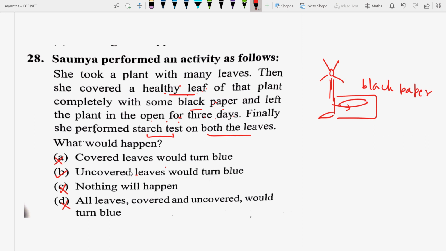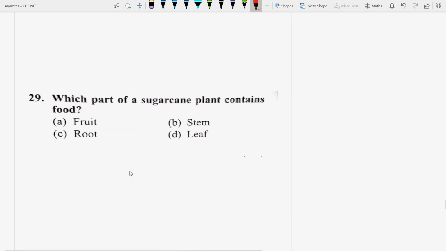Next is, which part of a sugarcane plant contains food? Fruit, stem, root or leaf? See, stem. Sugarcane is a kind of stem. So stem contains food.